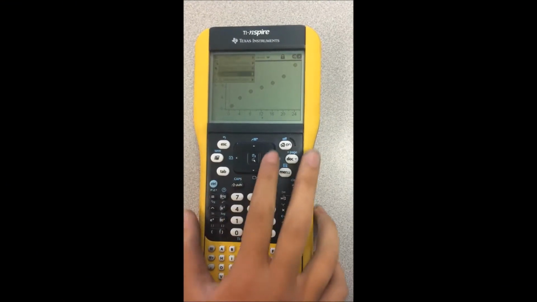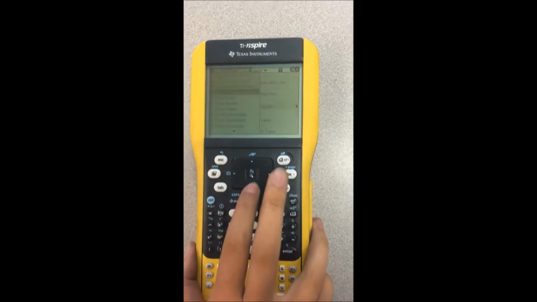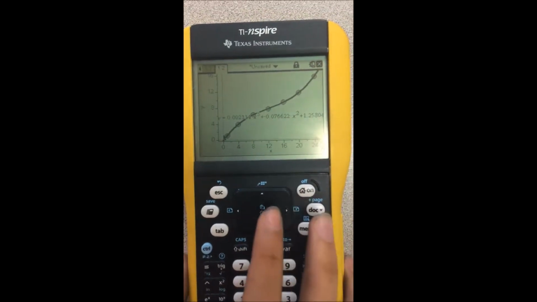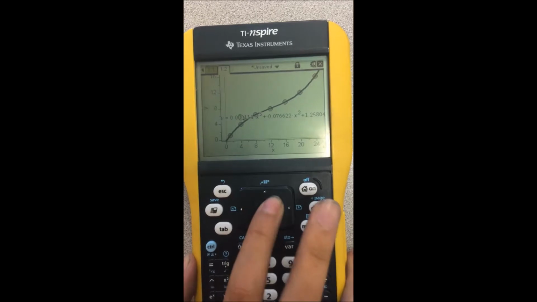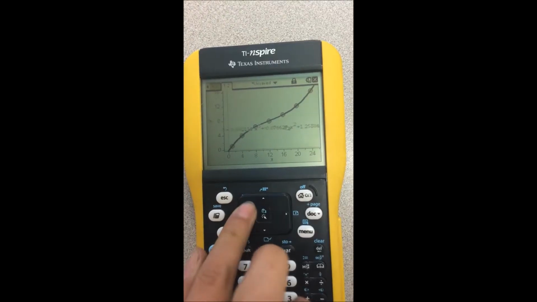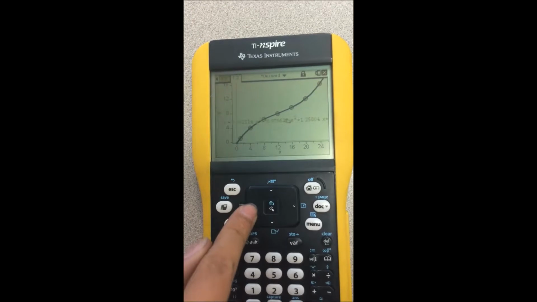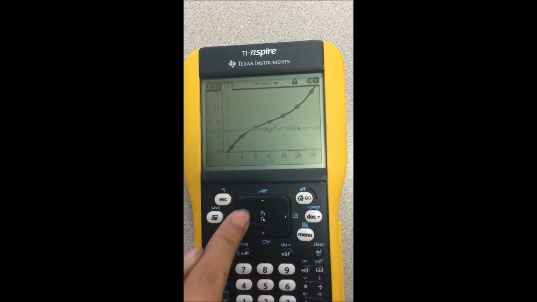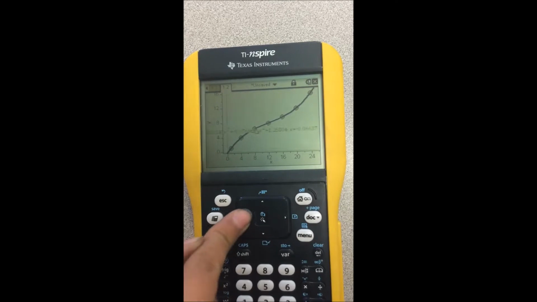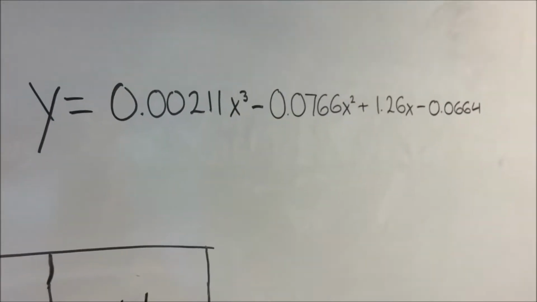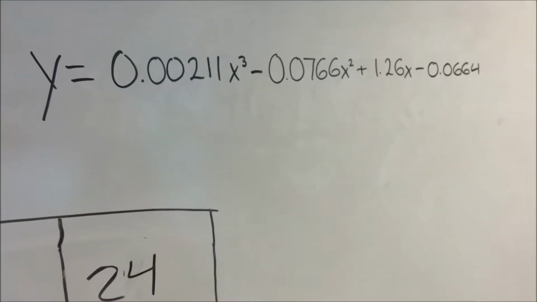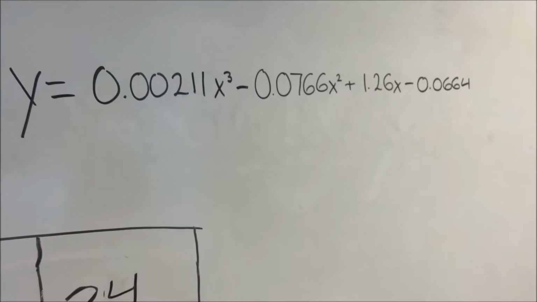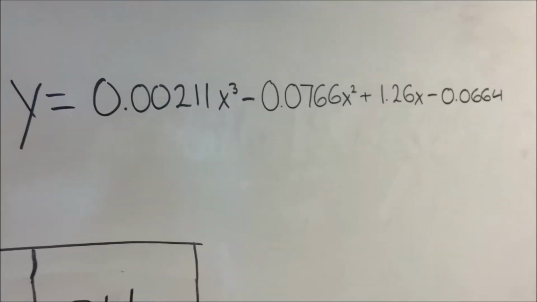So now you'll analyze it for the cubic function, and you should get this. And you can click on it, and if you click and hold it, you can drag it across the screen so you can see the rest of your answer. So your answer should be y equals 0.00211 x cubed minus 0.0766 x squared plus 1.26 x minus 0.0664.